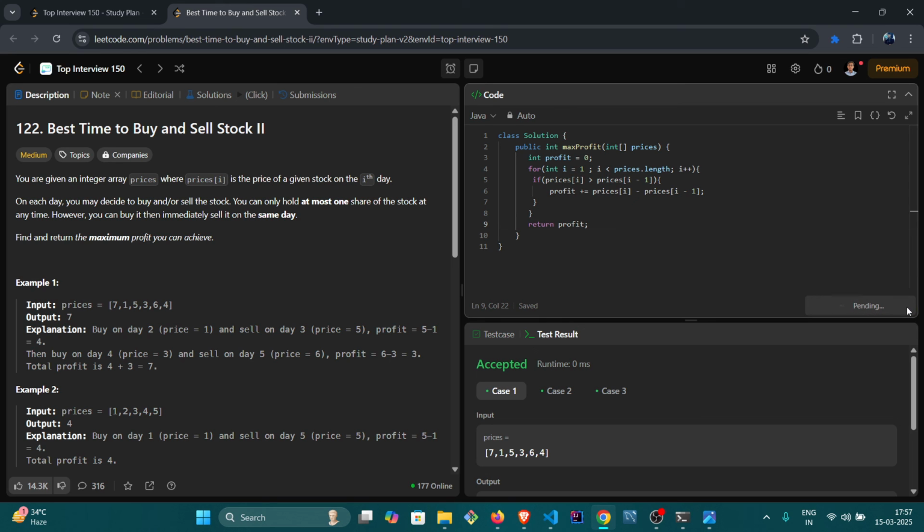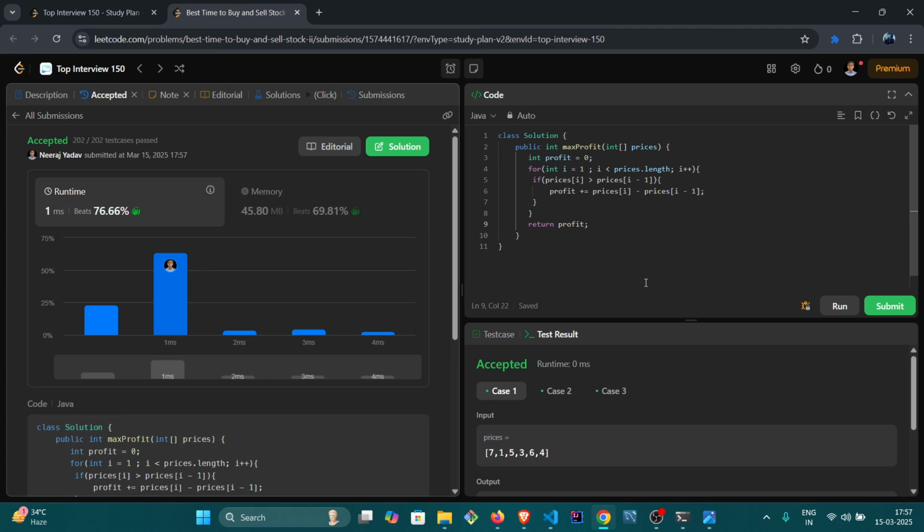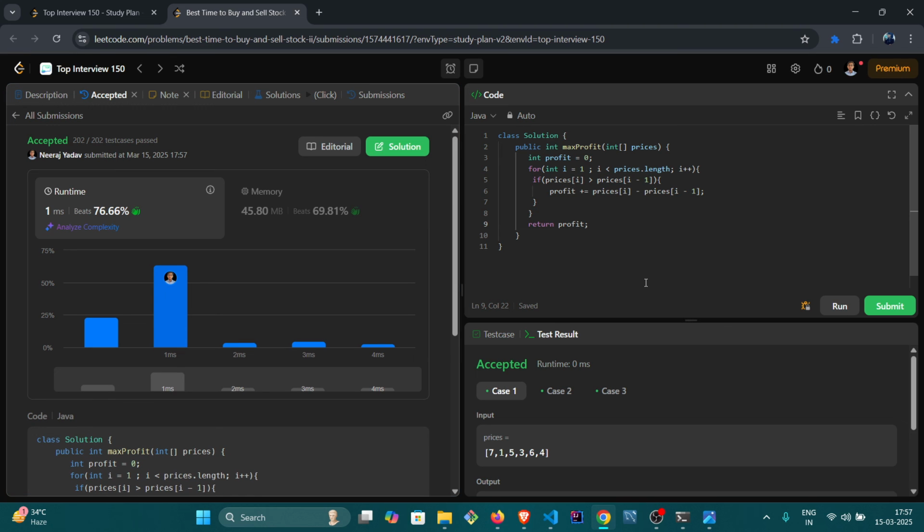It's a simple question, but just the thing we have to keep in mind is that multiple transactions are allowed here, and you must sell the stock before buying again. Yeah, this is all about this question.